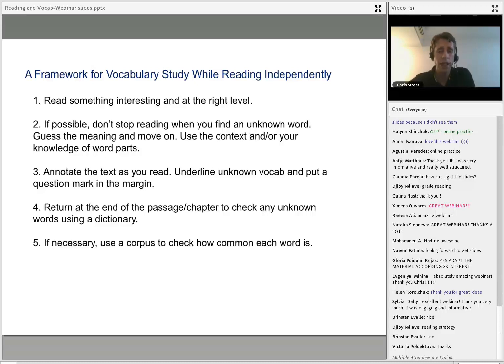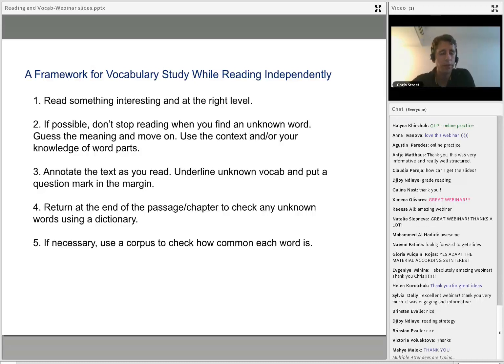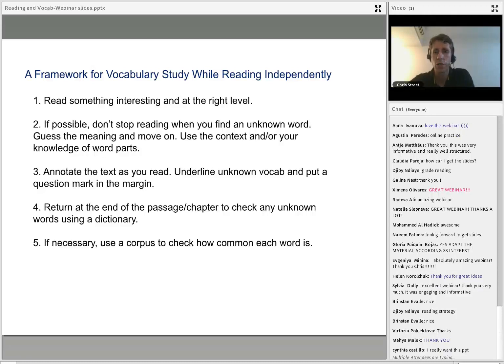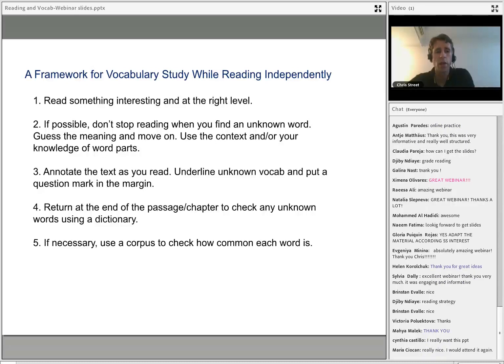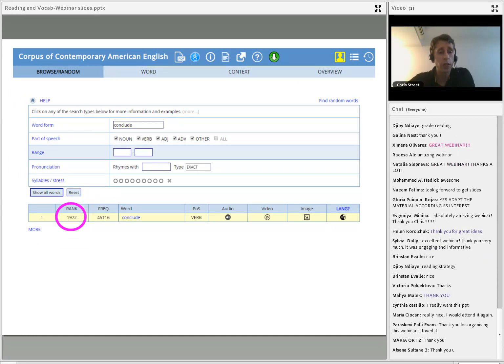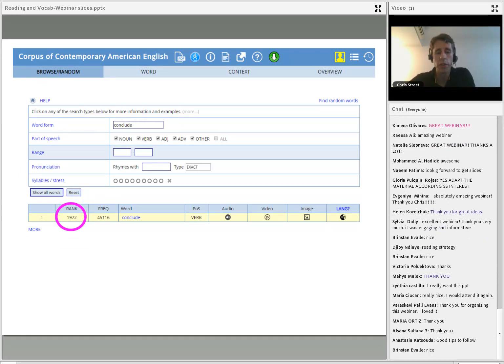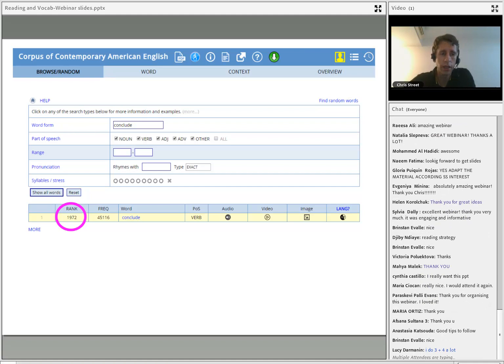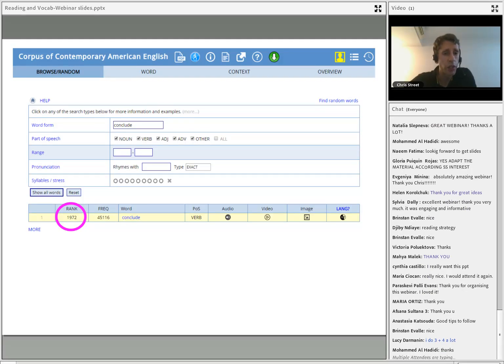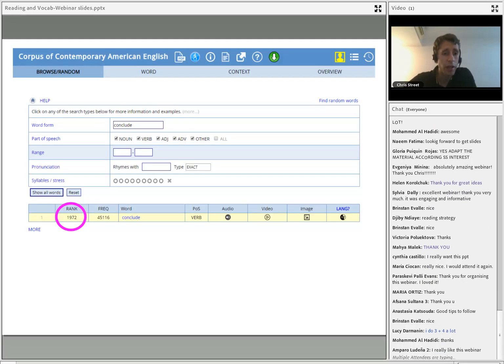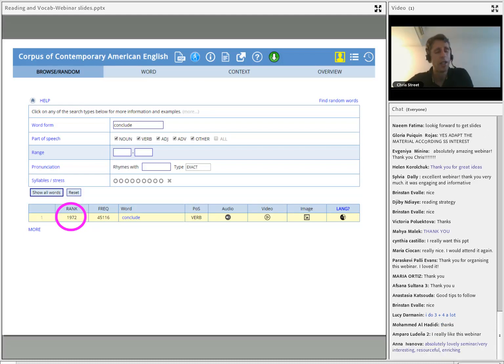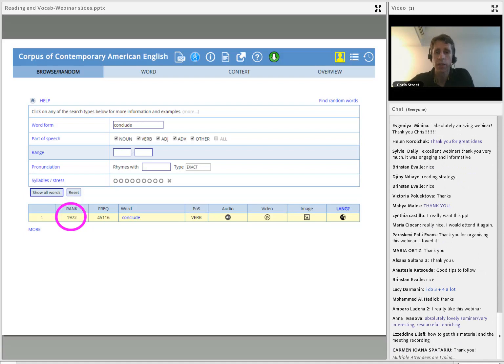Now, if necessary, they can also use a corpus to check how common each word is, and I'll just give you a quick example of this. So imagine a student finds a new word, and they want to know whether this is a word that they should study or not, one that they should memorize. So they can use a corpus. Imagine they find the word conclude. They can enter it into the corpus, and they can find that conclude is actually the 1972nd most common word in English. It's in the top 2000. So this is one that they should be studying.